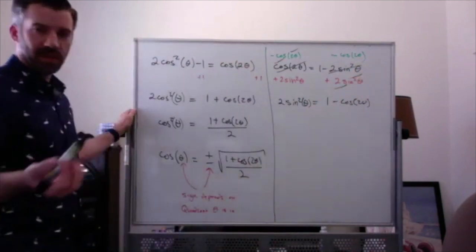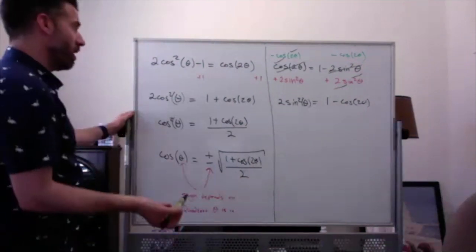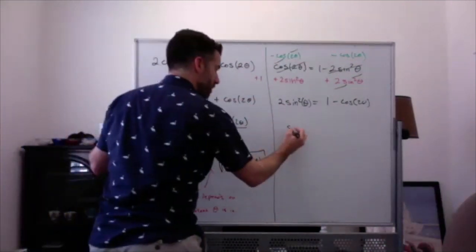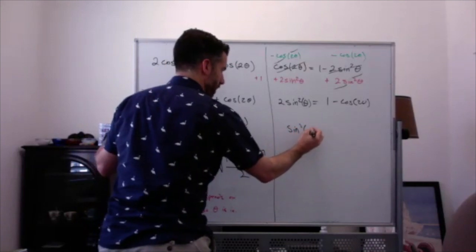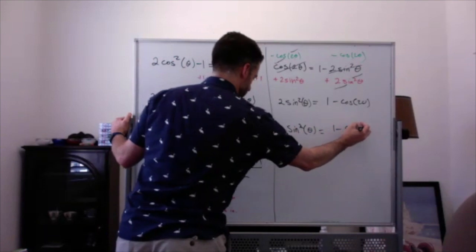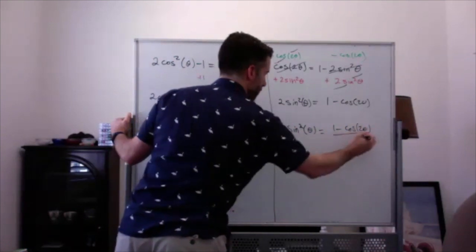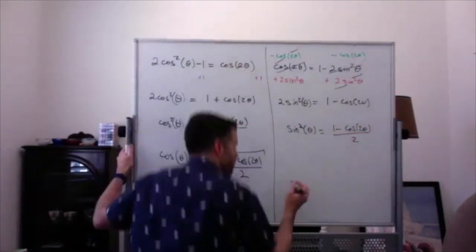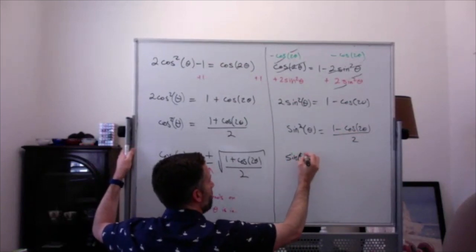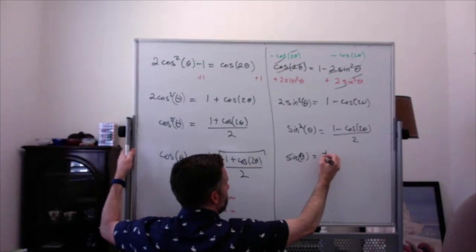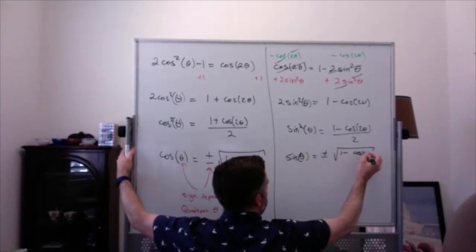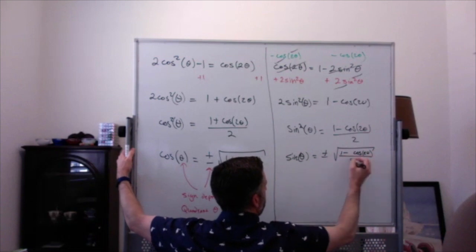I'm trying not to get red all over my black pen. Then we're going to do the same steps. We're going to divide by 2. So sine squared of theta is equal to 1 minus cosine of 2 theta all over 2. And then we're going to square root both sides. So the sine of theta is equal to plus or minus the square root of 1 minus cosine of 2 theta all over 2.